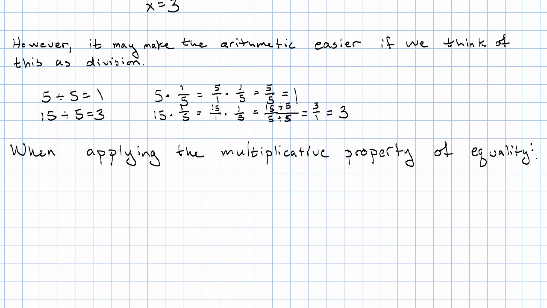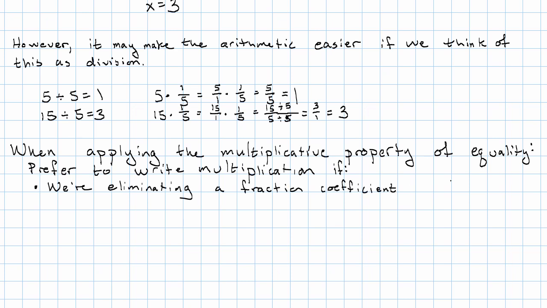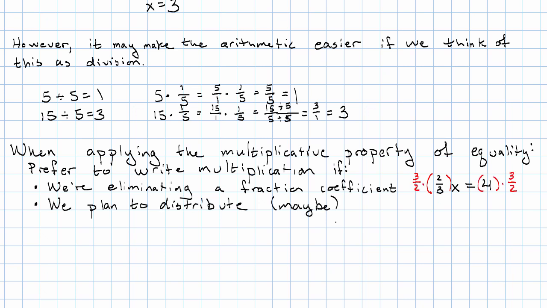When we're applying the multiplicative property of equality, we'll prefer to write multiplication still if we're eliminating a fraction coefficient. So for example, if we start with 2/3 x equals 4, we'll prefer to write that move as multiplication by 3/2. And maybe we'll prefer to write multiplication if we plan to distribute.